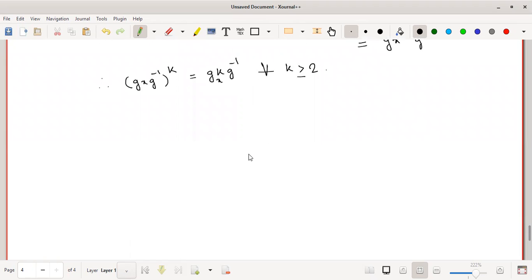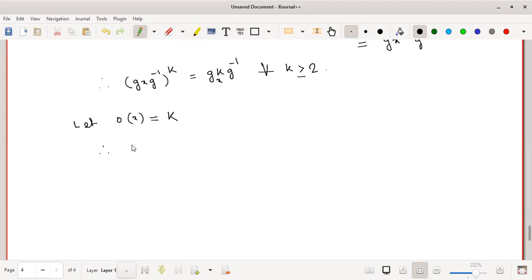Now we have to prove our claim. What was our claim? Our claim was that order of x and order of gxg inverse are the same. So let order of x be finite, and suppose it is equal to k.